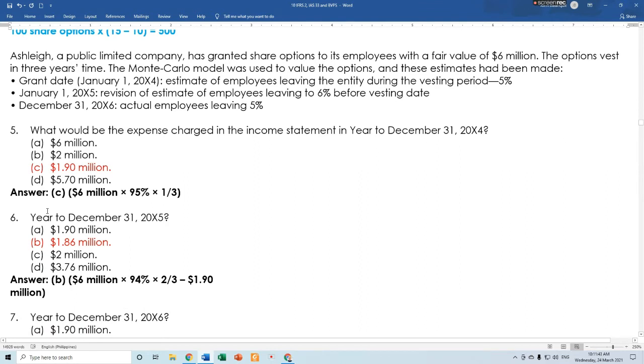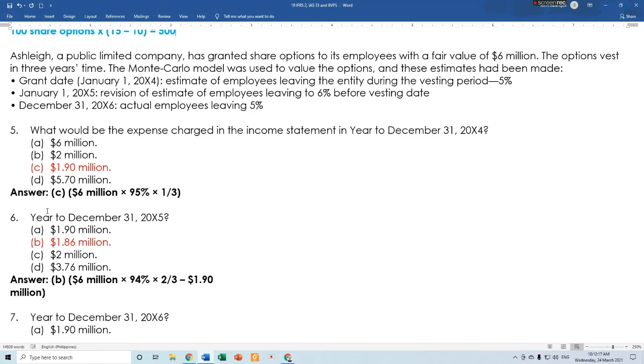So, Ashley, a public limited company, has granted share options to its employees with a fair value of 6 million. The options vest in 3 years' time. The Monte Carlo model was used to value the options and these estimates have been made. At grant date, the estimate of the number of employees leaving the entity during the vesting period is 5%. On January 1, 20X5, the estimate of employees leaving was revised to 6% before the vesting date, and then on December 31, 20X6, actual employees leaving is 5%.